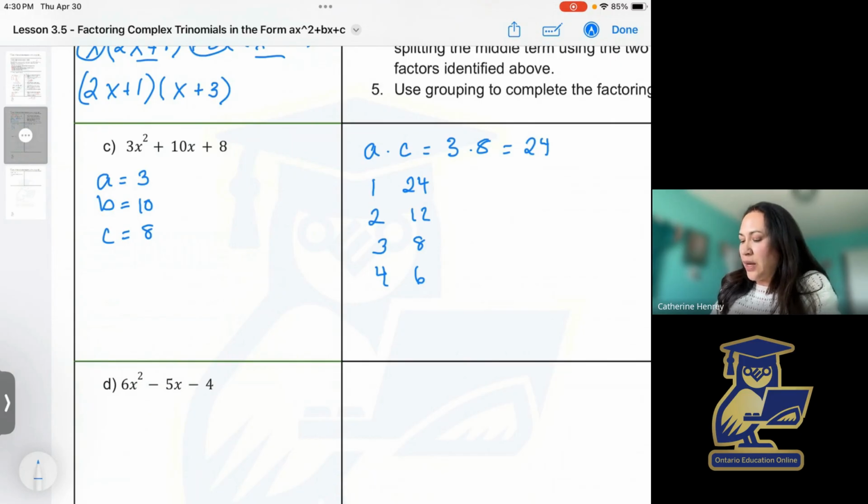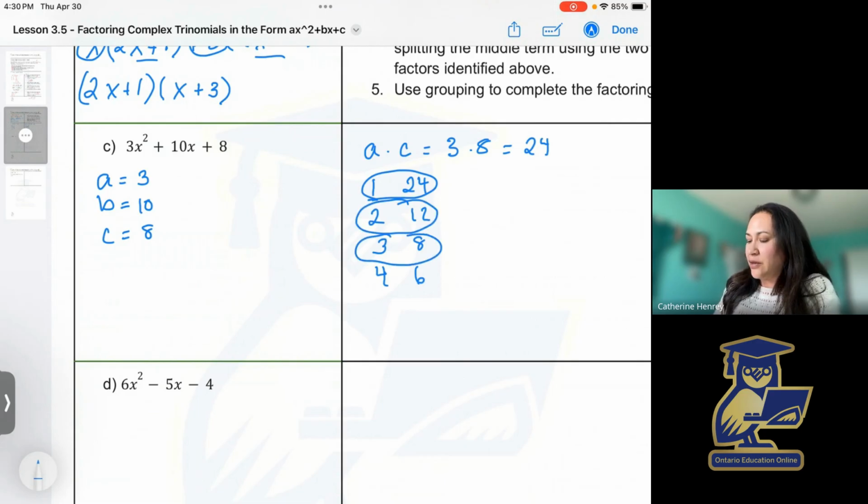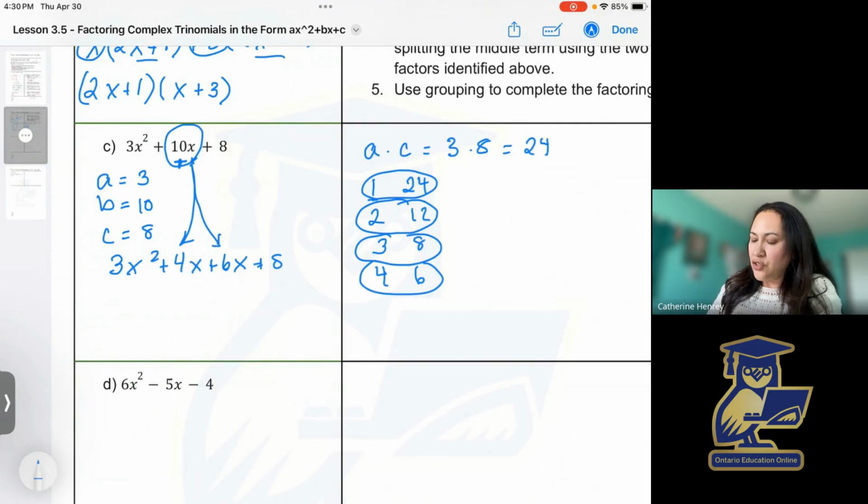So now we take a look at the pairings and which one of these pairs could add together to give you the coefficient of the middle term, which is 10. So we have 4 and 6. So what we're going to do now is rewrite the expression 3x squared, but this 10x is going to be split into 4x and 6x. So plus 4x plus 6x plus 8. So that middle term of 10x, once we find our special numbers, we split it into 4x and 6x.